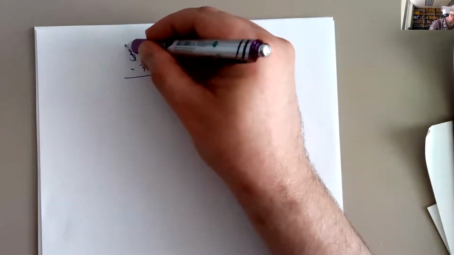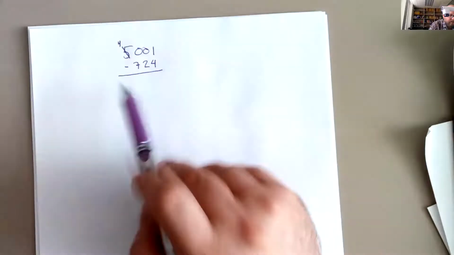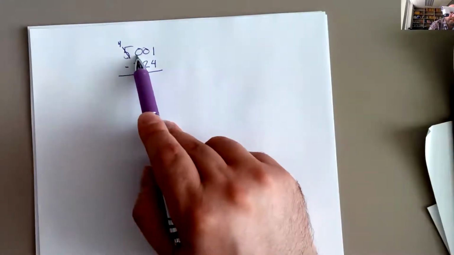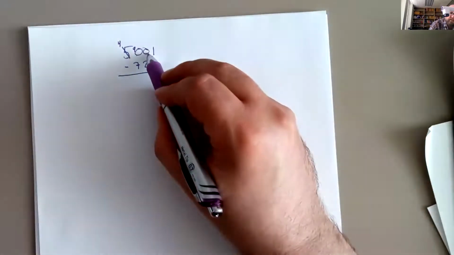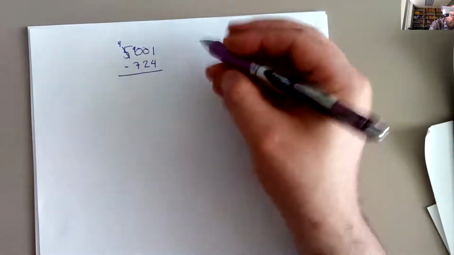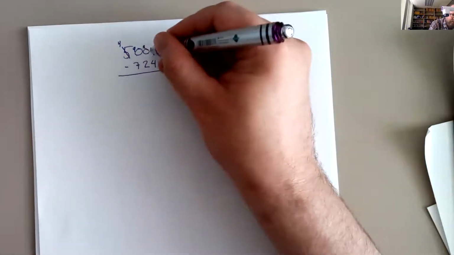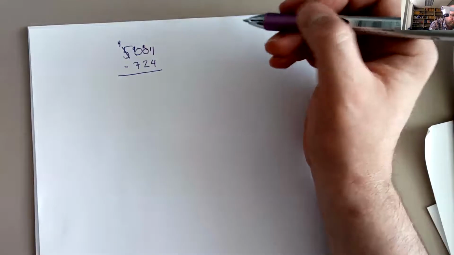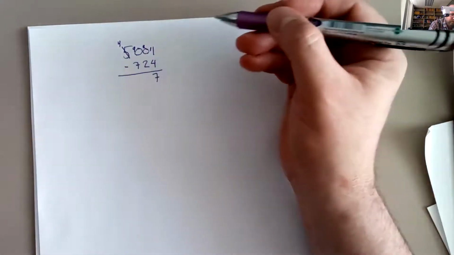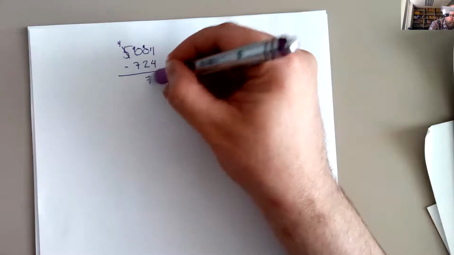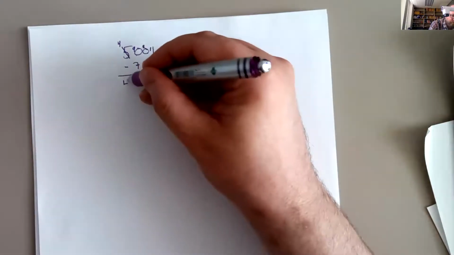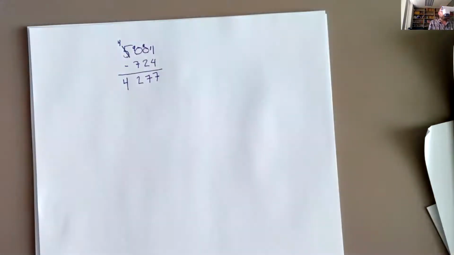Okay, so we turn this into a 4, and then we make this a 10, but then we immediately have to borrow from it. So this is a 9, and that makes this a 10, but then we immediately have to borrow from it. So that's a 9, and this is 11. Okay, so 11 minus 4 is 7. 9 minus 2 is 7. 9 minus 7 is 2. Like that.